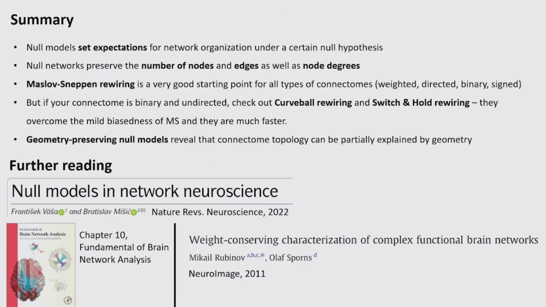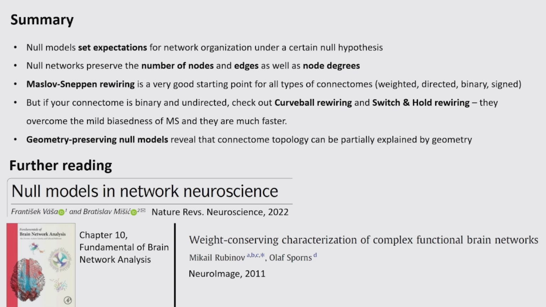So to summarize, null models set expectations for network organization under certain null hypotheses. They preserve the number of nodes, edges, and node degree. They're the basic topological properties that we preserve. I would recommend starting with Maslov-Sneppen rewiring. It works well for all types of connectomes, weighted, directed, binary, and signed. It does have a few limitations. It has a mild sampling bias, but I wouldn't worry about that too much.